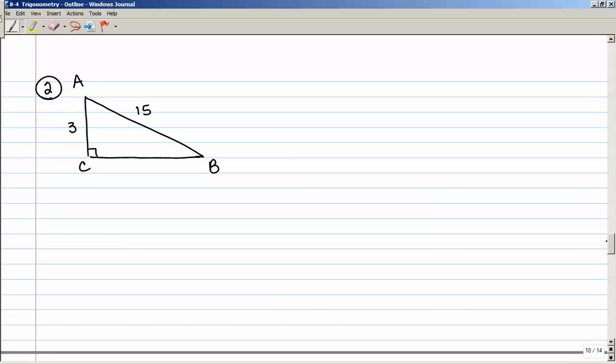Okay. Again, I have to find the measure of angle A, and in relation to A, 3 is adjacent. This one over here is opposite. I don't know anything about that. And 15 is the hypotenuse. So I need a trig function that uses adjacent and hypotenuse, and that would be cosine. So the cosine of angle A is equal to the adjacent over the hypotenuse.